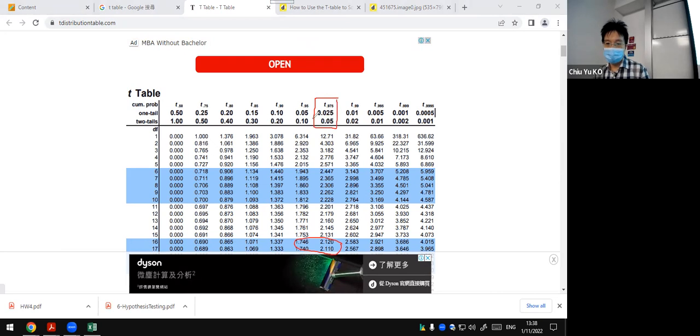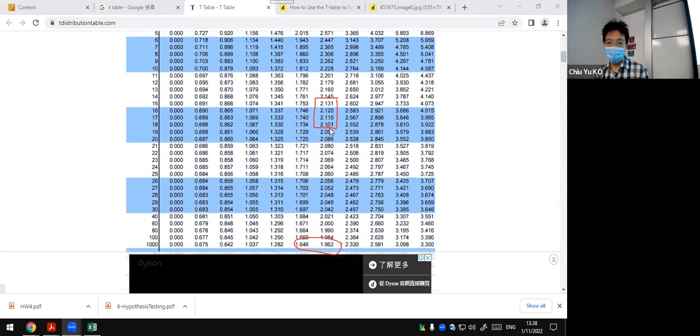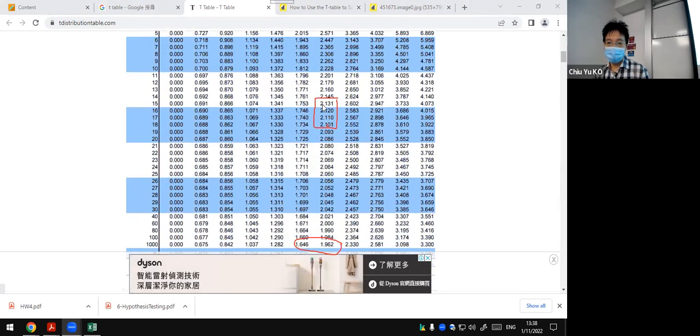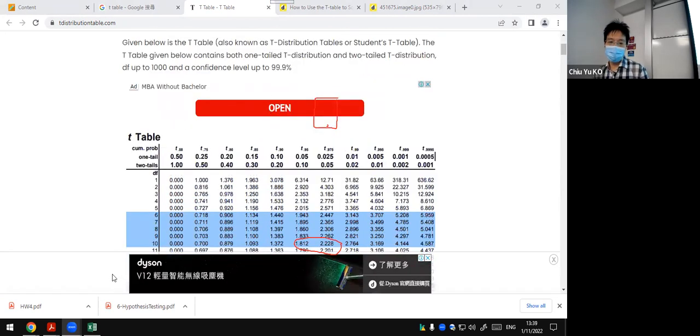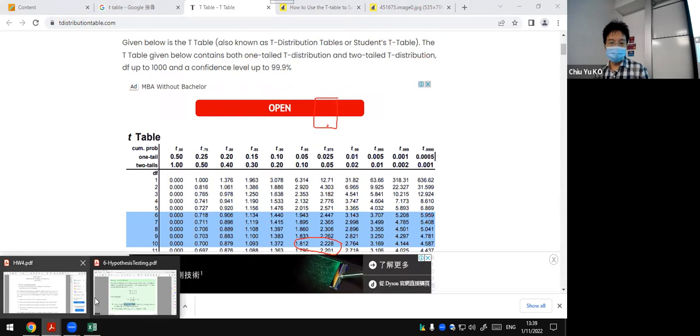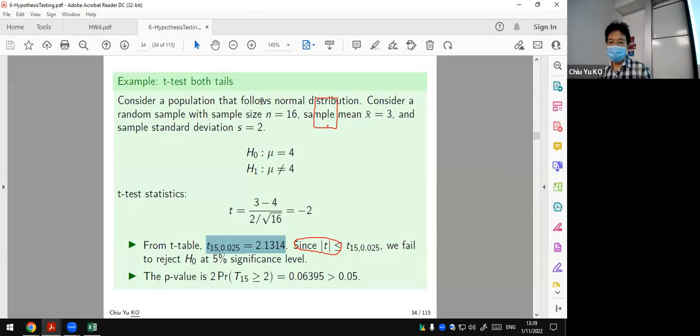Because 2 tail 5%, okay, same as 1 tail 0.25. So this is the guy, and you go down to check 15, okay, it's here, right? 2.131, okay. So in the worst case in your exam, right?